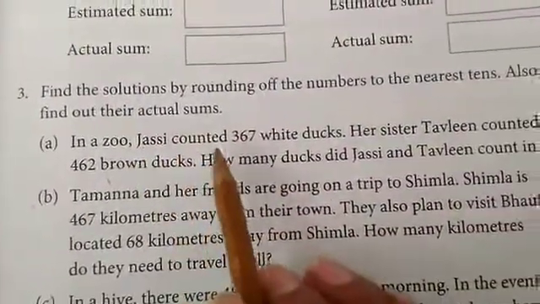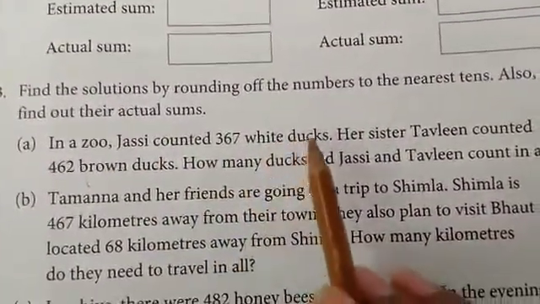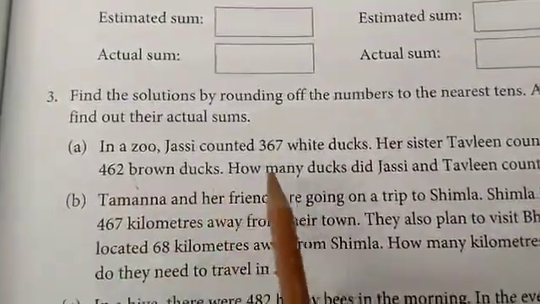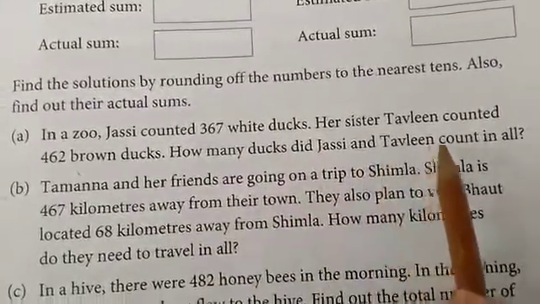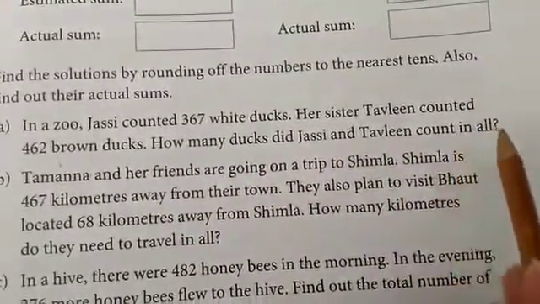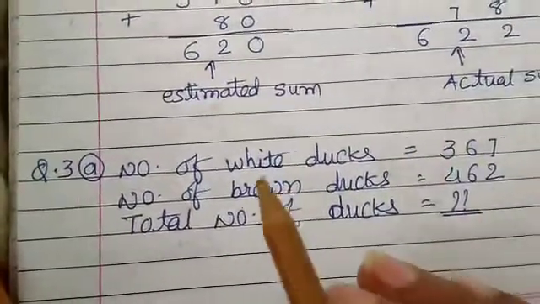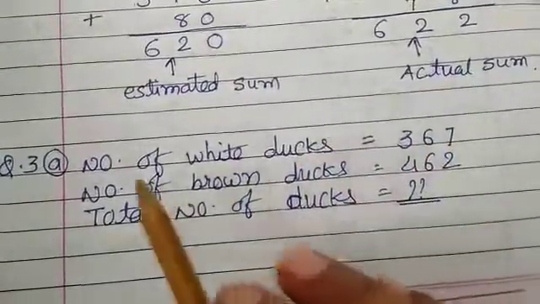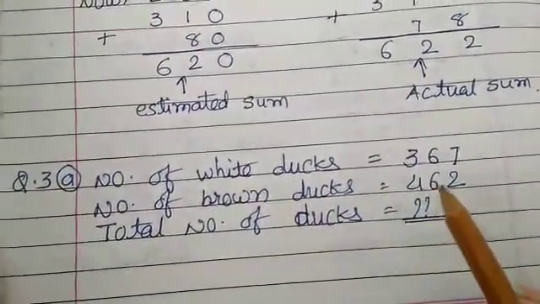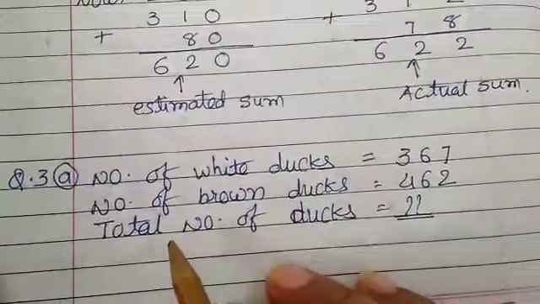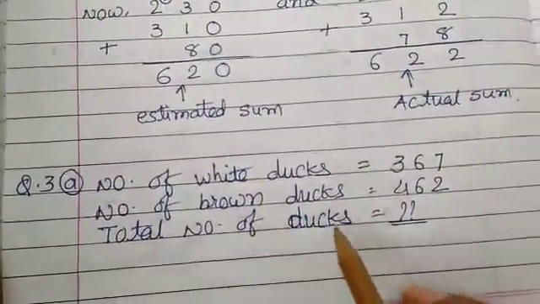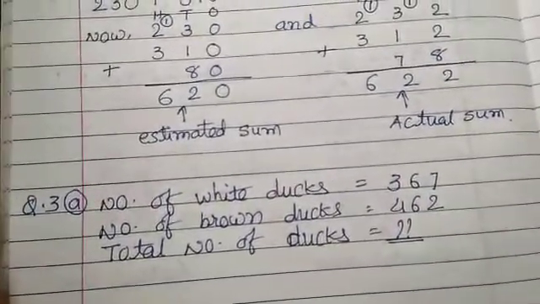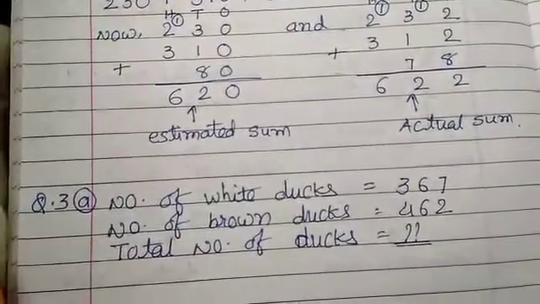In a zoo, Jessie counted 367 white ducks. Her sister Towlin counted 462 brown ducks. How many ducks did Jessie and Towlin count in all? Start with the statements. Number of white ducks is equal to 367. Number of brown ducks is equal to 462. And what is to be found? Total number of ducks is equal to question mark. Right? Now, first of all, we will round off the numbers.